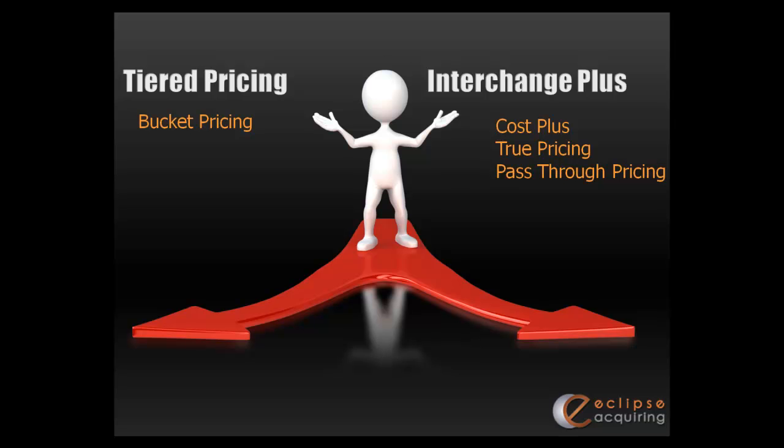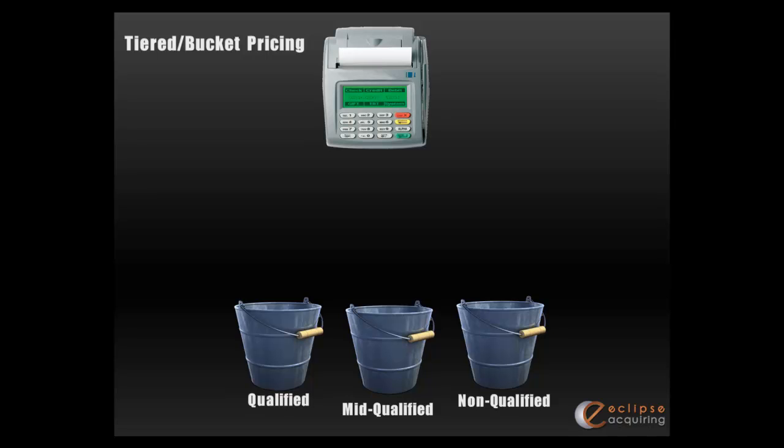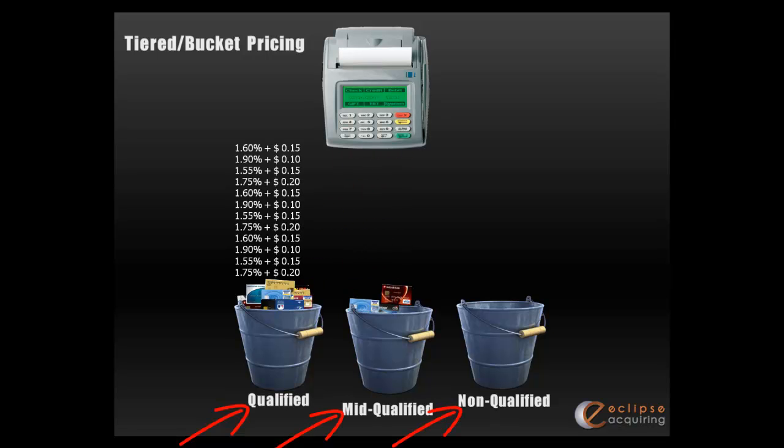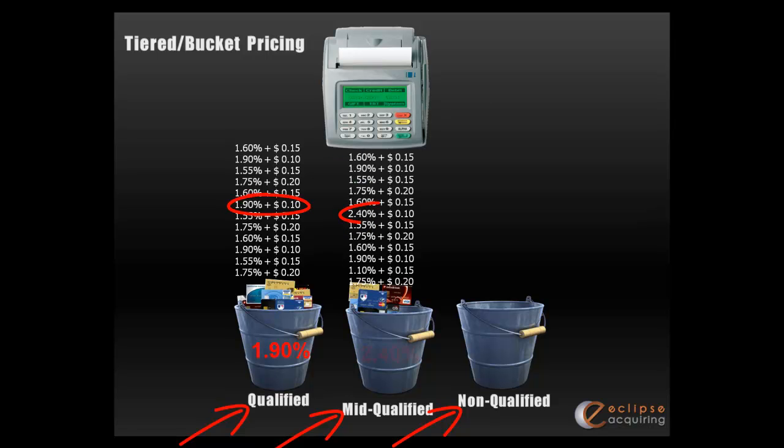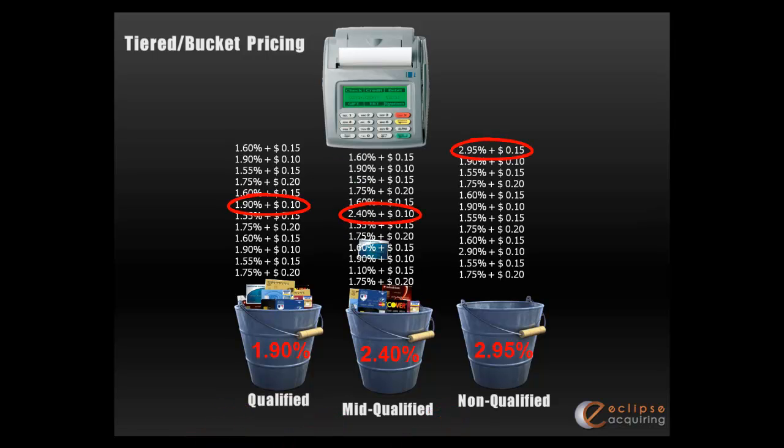So let's break down the differences between the two pricing models. First, let's look at tiered pricing. Most processors use the tiered pricing model. In this pricing structure, processors are using 100 plus different interchange categories and separating them into buckets. They typically refer to these buckets as qualified, mid-qualified, and non-qualified. Under bucket pricing, each bucket is priced high enough to cover the rate of the card with the highest interchange fee in that bucket. With this type of pricing, the merchant is paying the higher price for all of the cards in that bucket. Additionally, when Visa and MasterCard make changes to interchange rates, it is common for processors to use this as an excuse to raise the rate of the entire bucket, even though it only affects one or two of the cards.